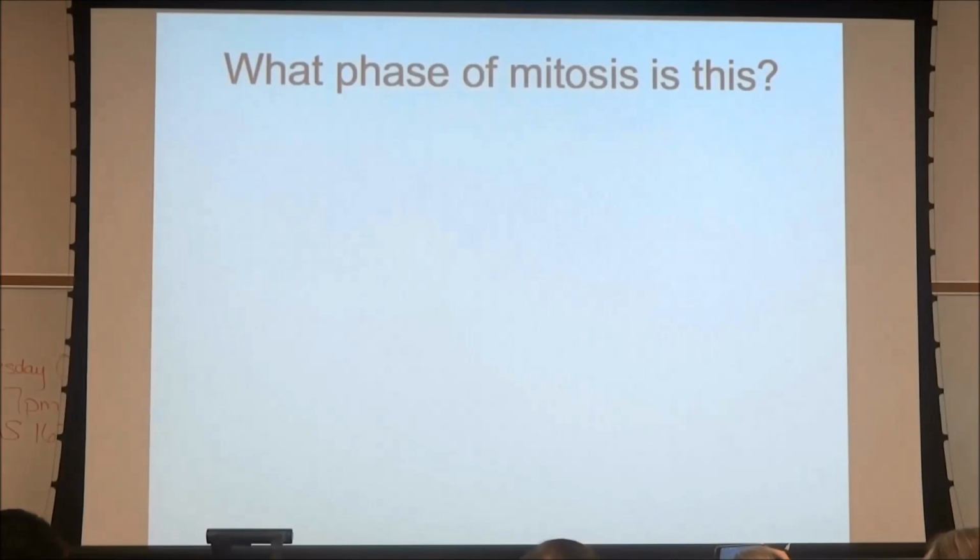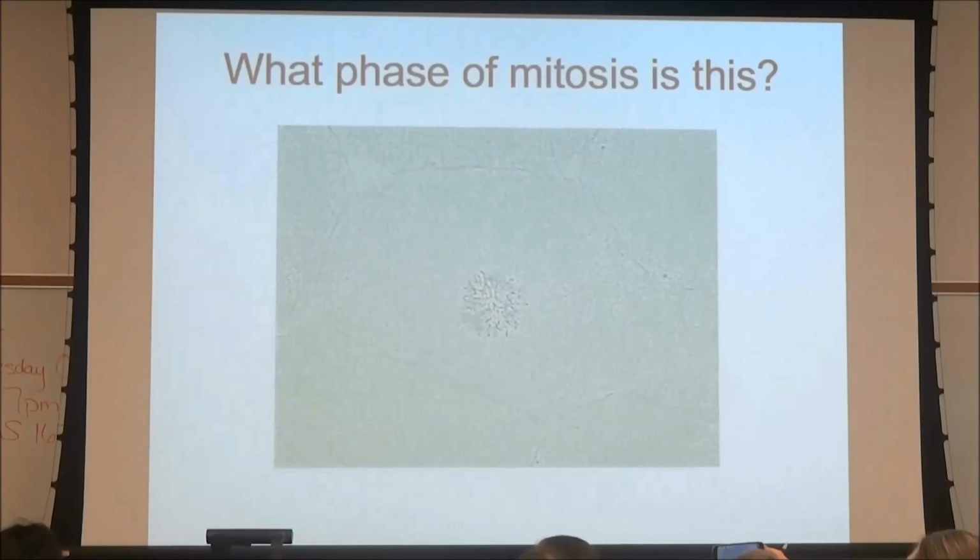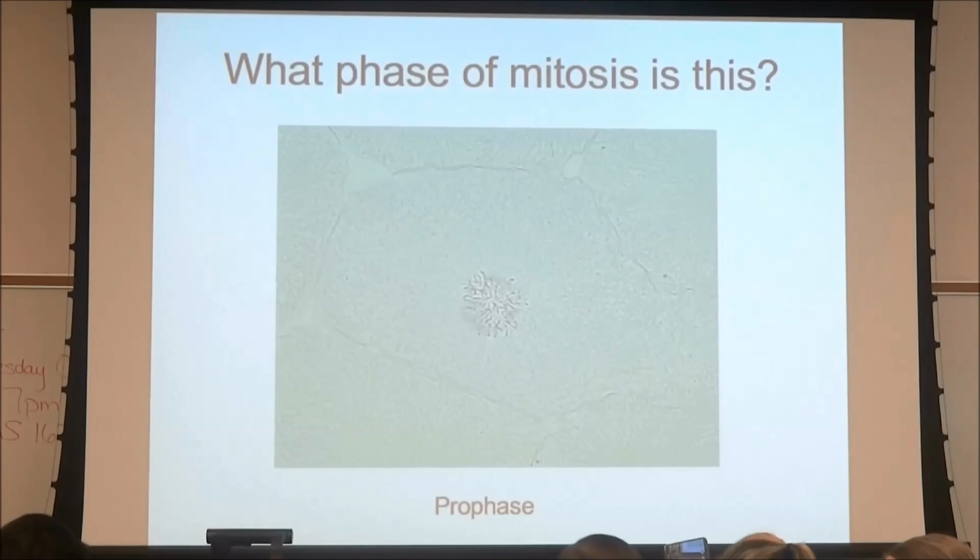Okay, so we're going to put up the phases of mitosis, and you guys have to tell me what phase of mitosis it is. All right? What is this? Prophase. Good. How did we know it was prophase? The genetic material's in the center, but the nuclear membrane is gone.